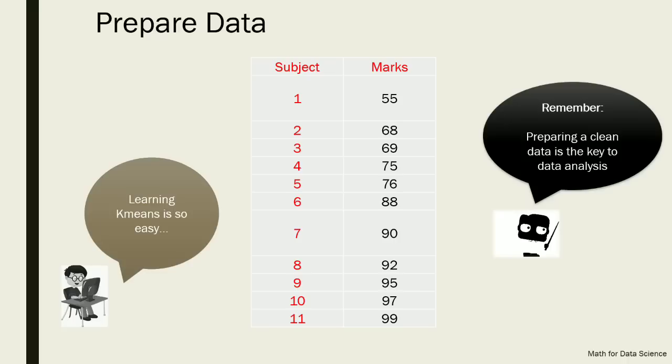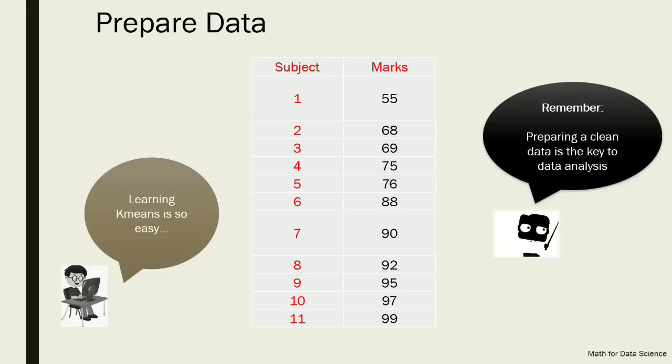Now let's see. I have my data set. For example, these are the subjects and these are the marks, and I need to make some clusters based on the marks, showing how difficult my subject is. It is quite obvious that students tend to have lesser marks in a tough subject and better marks in an easy subject. So I just want to make clusters based on the marks. Just keep in mind what I have done. After I got the data, I have already sorted it. So the data represented here is sorted data.